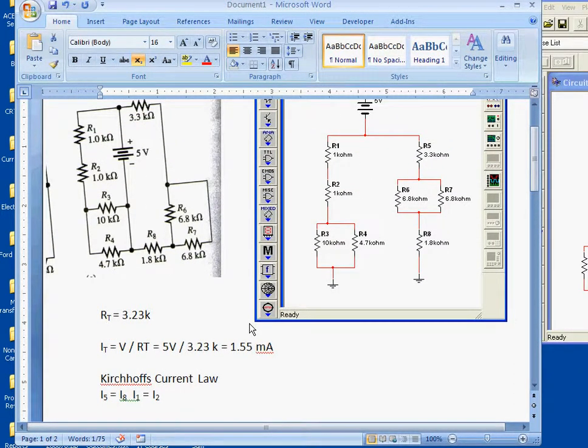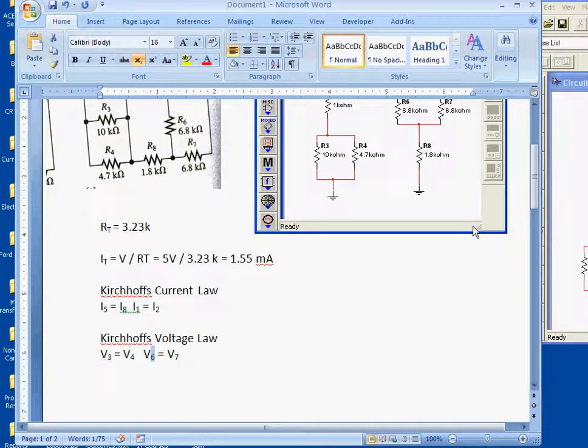We could probably observe some other relationships here too. For instance, these two resistors are equal, and they're in parallel, so we can say that the current's going to be equal there. The current at I6 and I7 are going to be equal. Let's look at that.